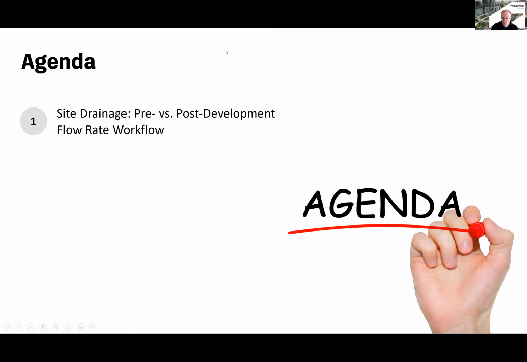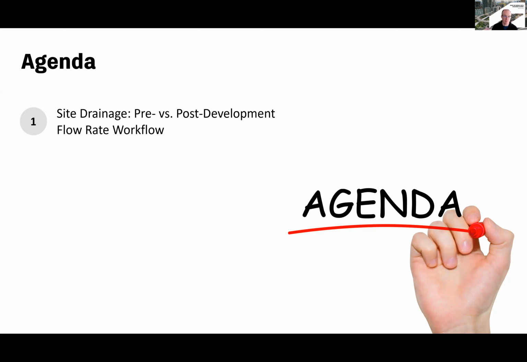So what we are going to talk about today is, Charlie and I have been spending a gigantic portion of our time over the last several months sorting out what our steps are in the way of site drainage. In this regard, it's mainly the idea of connecting Civil 3D better to the analysis workflows that can be taking place in InfoDrainage.